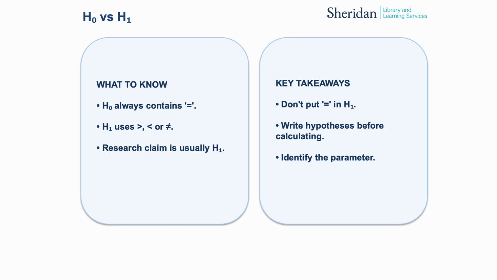Now let's look at the alternative hypothesis. The alternative hypothesis is the statement we're actually trying to find evidence for. Unlike the null hypothesis, H1 never contains an equal sign. Instead, it uses one of three symbols: greater than, less than, or not equal to.